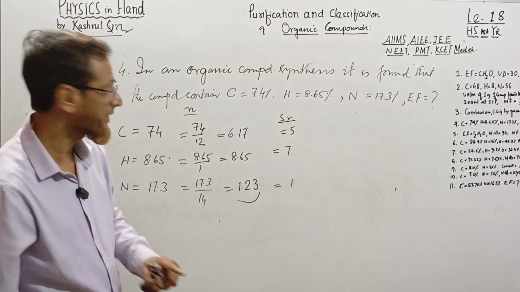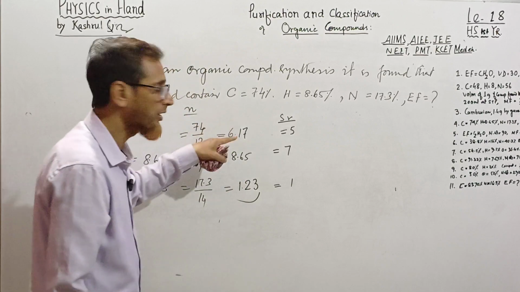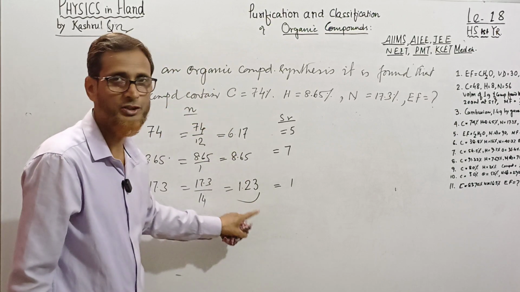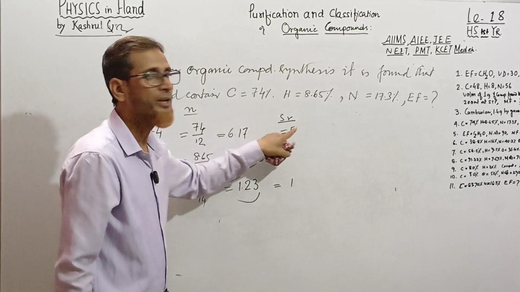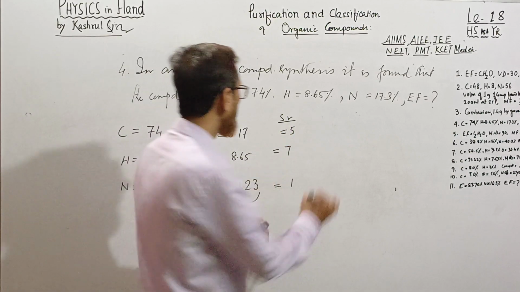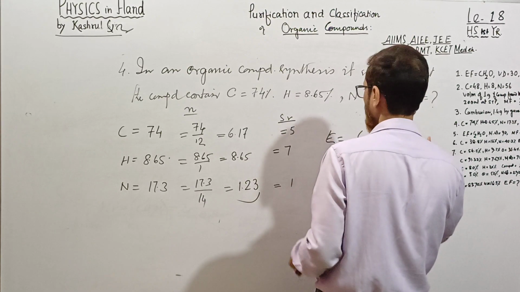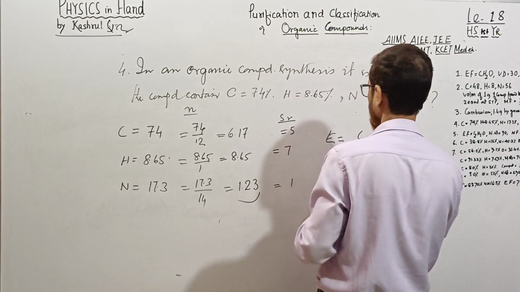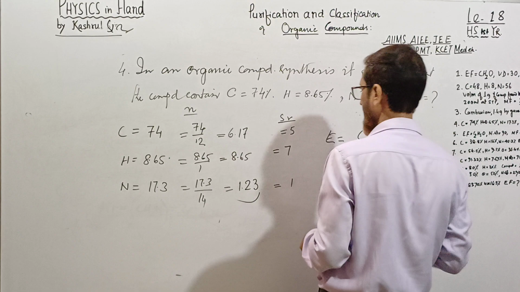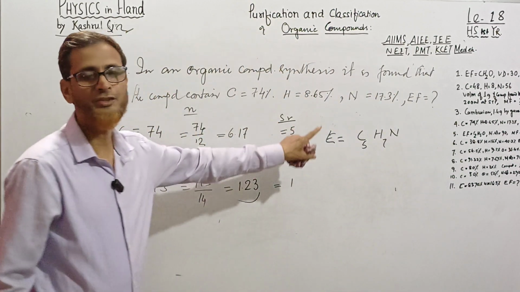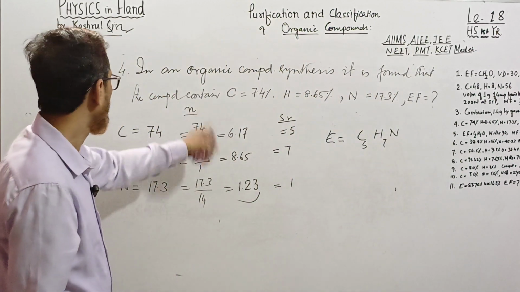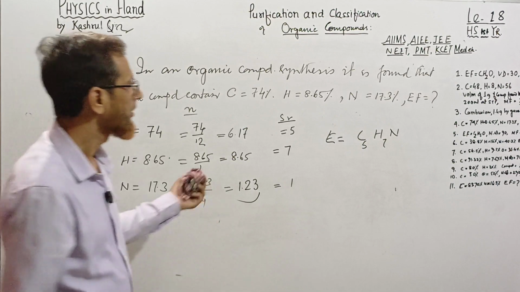We have just divided each and every value by the lowest value to get the simple ratio. Am I right? So the empirical formula of this compound is carbon 5, hydrogen 7 and nitrogen 1. Again, it is very simple. You simply calculate in this way. The answer is this.